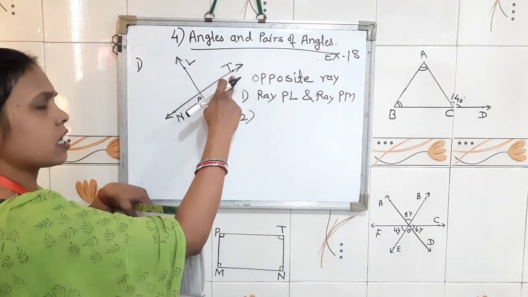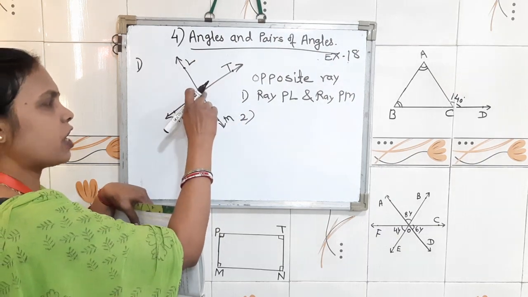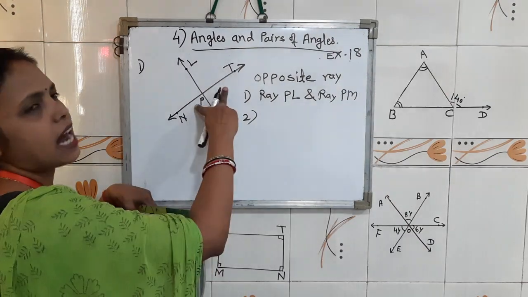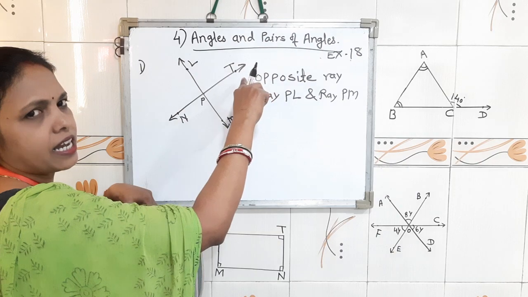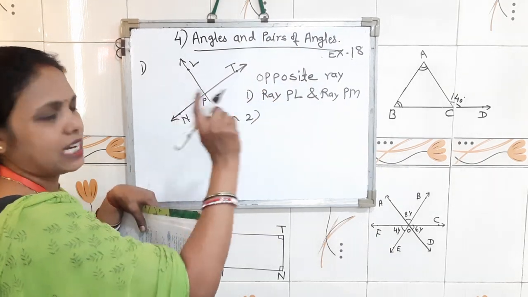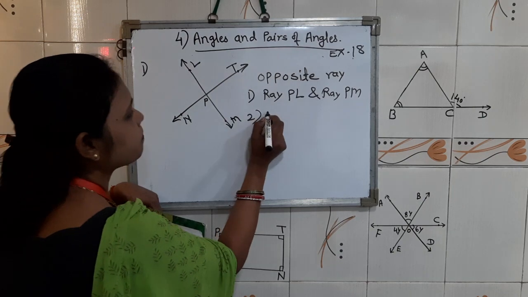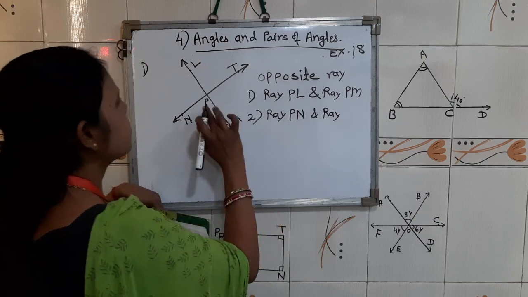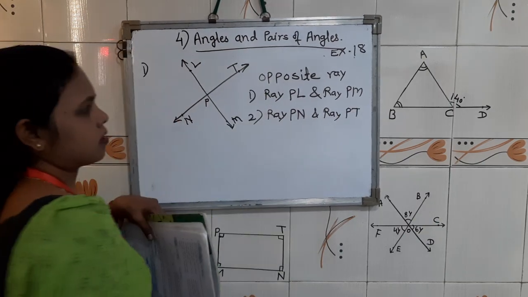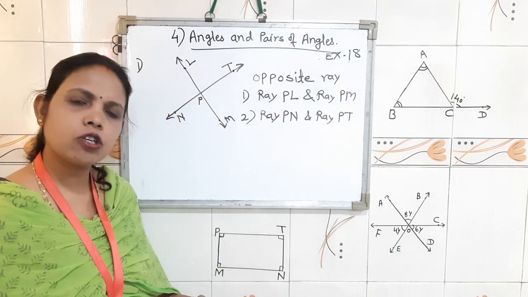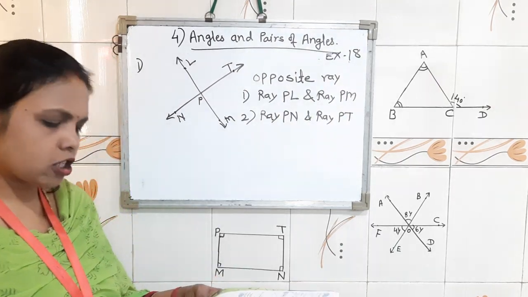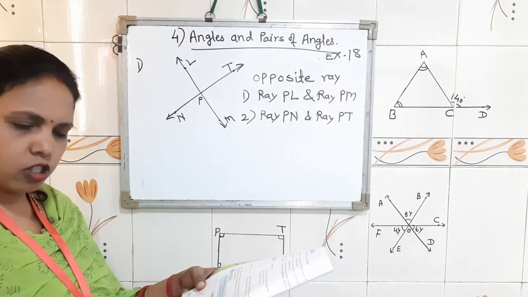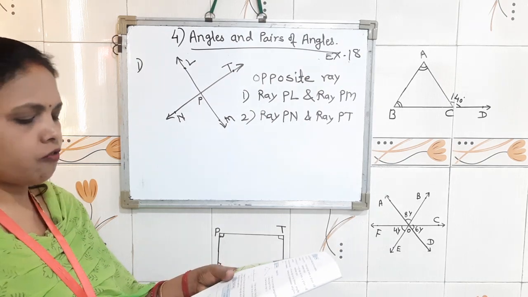See children, which ray are we taking? It starts from a point, that is point P, and it lies in the same straight line. That one is called an opposite ray. Therefore, second one, ray PN and ray PT. Understood? So children, our next question: are the rays PM and PT opposite rays? Then give a reason for your answer.